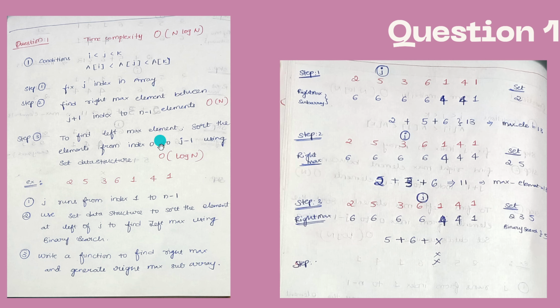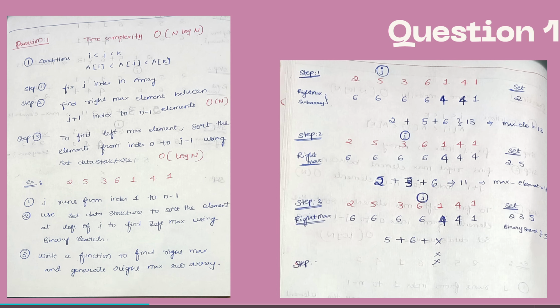You are doing three steps. You fix the j index in the array, then find the right max element from index j plus 1 to n minus 1, and then the left max element by sorting the elements from 0 to j minus 1 using the set data structure. See this example: j runs from index 1 to n minus 1. Use the set data structure to sort the elements to the left of j to find the left max using binary search, and write a function to find the right max to generate the right max subarray.